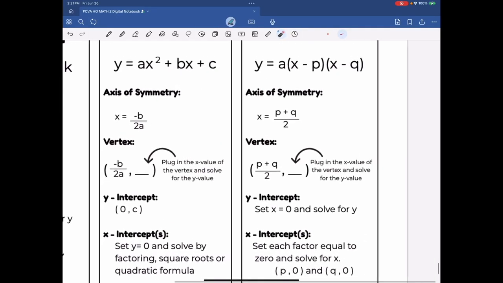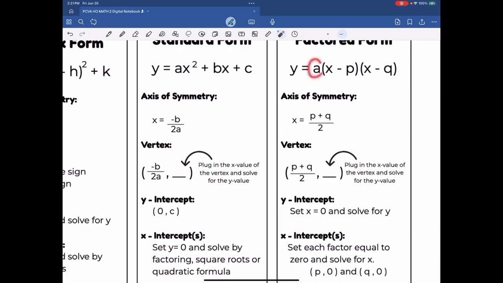So then we have factored form. So our a value is still going to be in front, but we have the factored pieces with nothing being added or subtracted to it. So for the axis of symmetry, you see how it says p and q. We're going to take the p value plus the q value, and we're going to divide that by 2, and that's going to give us the axis of symmetry. And then just like with the standard form, when we find that, we're going to substitute that into the original problem for x, and we're going to find the y value.